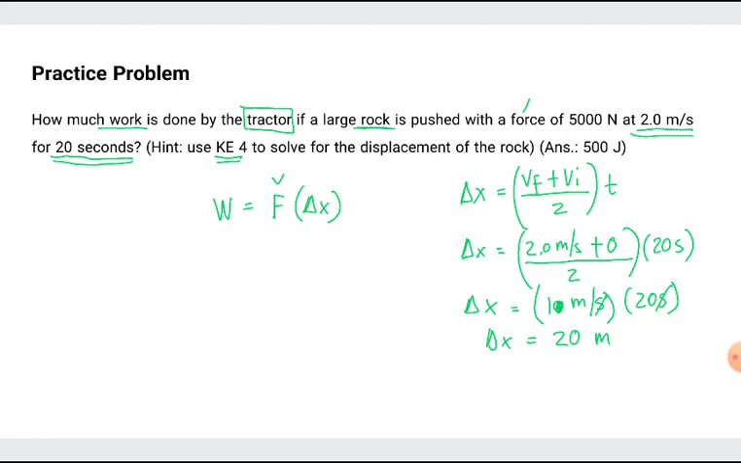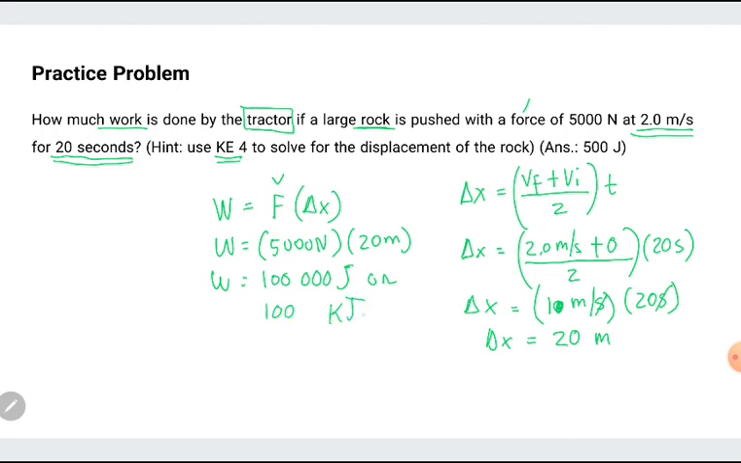Okay, 20 meters. The force is 5,000 newtons, a large force given by the tractor, multiplied by the displacement of 20 meters. So 5,000 times 20, that's 100,000 joules. Or in kilojoules, divide this by 1,000. This will become 100 kilojoules.